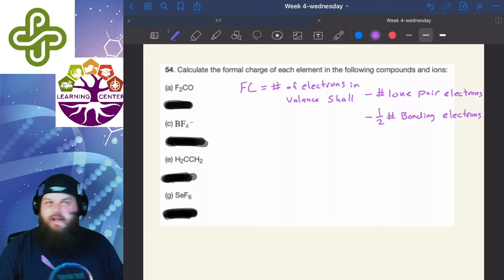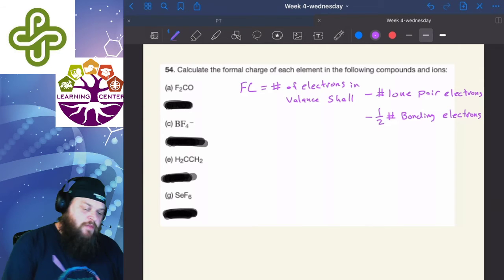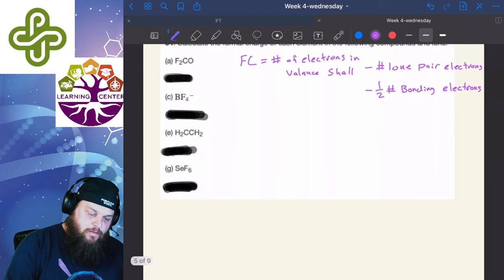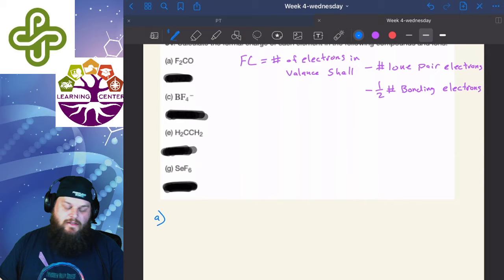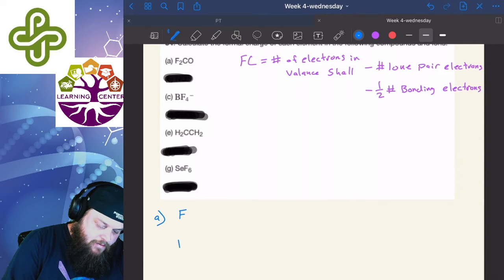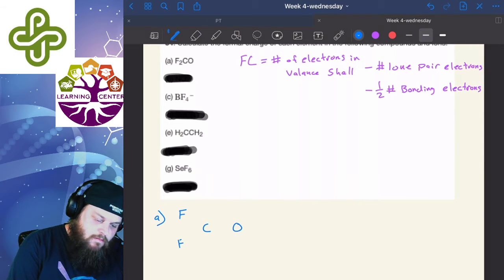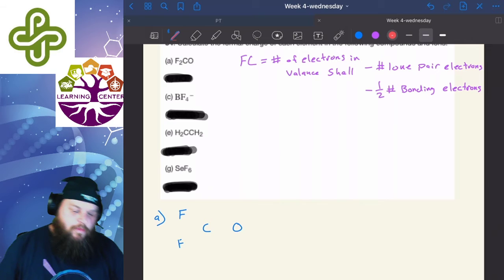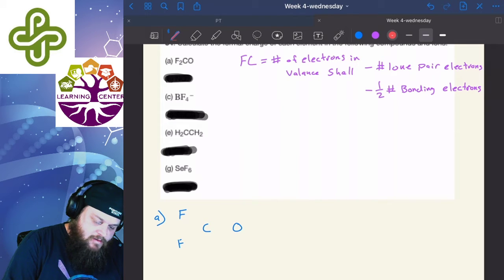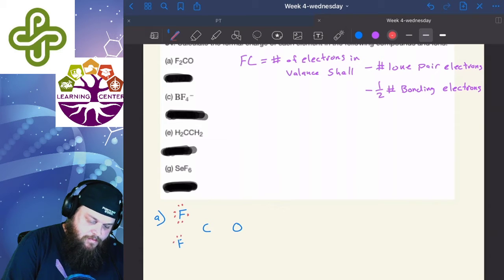And I'm going to do just the first half of these, or not first half, but alternating, just to make sure we can cover everything on here. So the first one on there, part A, is F2CO. So if I draw that out, F, C, and O, I know we can figure out that we need 7 times 2 plus 4 plus 6. So the fluorines should have 7 electrons bonding to them. The carbons should have 4, and the oxygens should have 6.